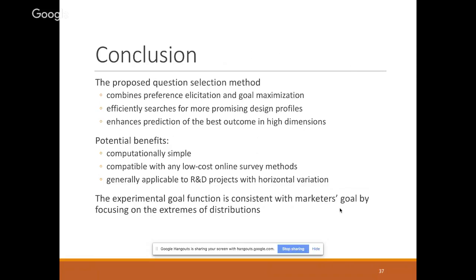It is a very general problem, so you can apply this method to general optimization problem, especially with horizontal variation, because horizontal variation would cause higher dimensionality because of discreteness of attributes. And we believe that our experimental goal function that focuses on the upper tail of distribution is consistent with marketer's goal by focusing on the best performing part of the attribute or consumers instead of focusing on the average performance, because that would summarize the opportunity to do better than what we have done so far.